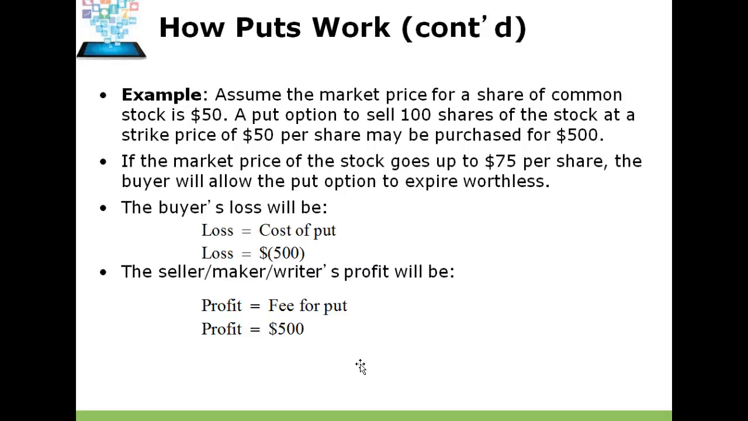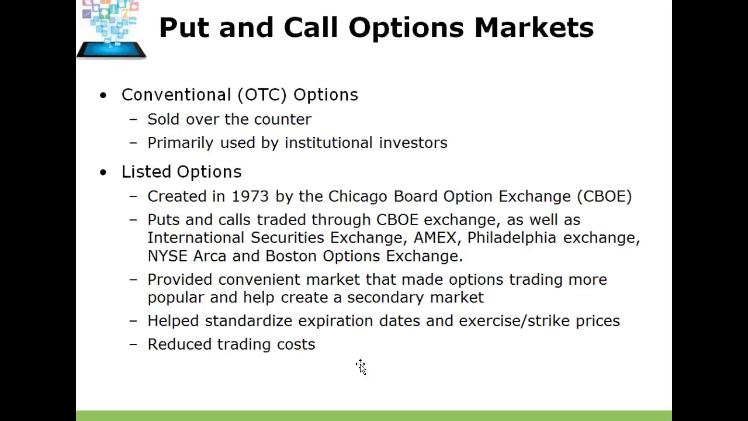Okay, so assume the market price of the common stock is $50, and the put option allows you to sell 100 shares at a strike price of $50. The cost of buying this contract is $500. Now, if the market price goes to $75 a share, there's no value in this contract. You would just let it expire, like the gallon of milk, and you would lose $500.